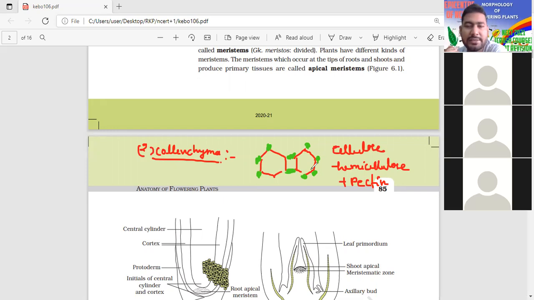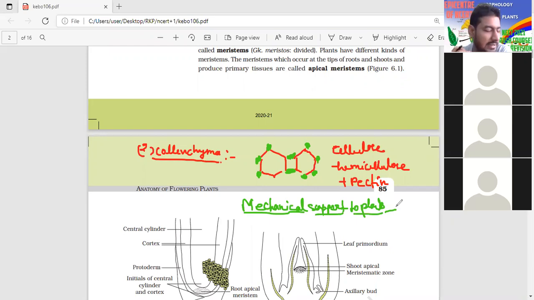The basic function of the Collenchyma is that it provides mechanical support to plants. Mechanical support to plants is provided by the Collenchyma cells. Is it okay? Can you tell the location of Collenchyma cells? Petiole of leaves, sir.